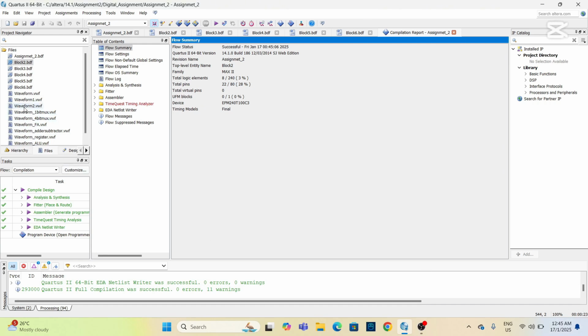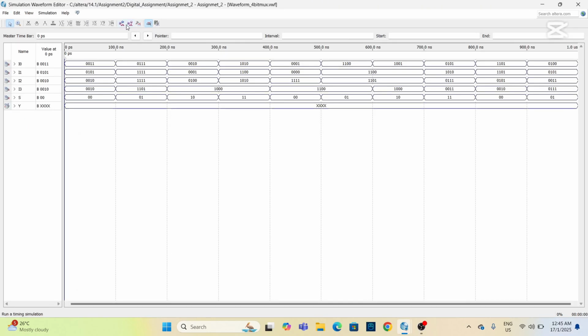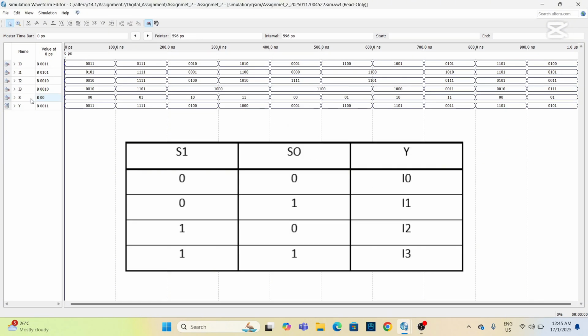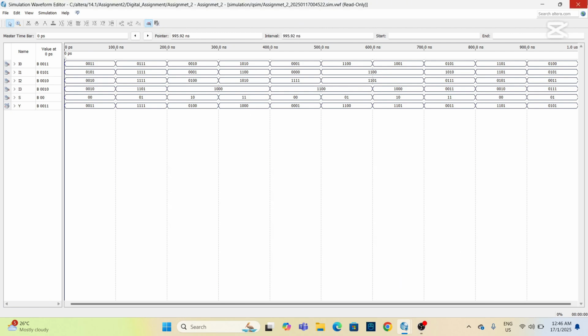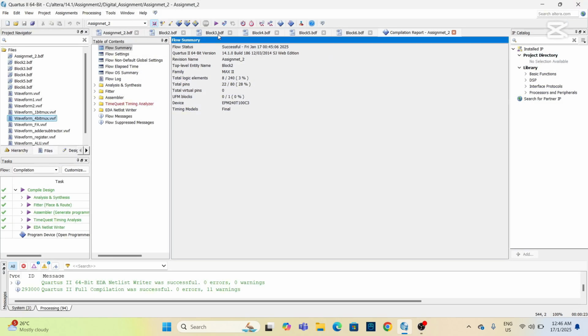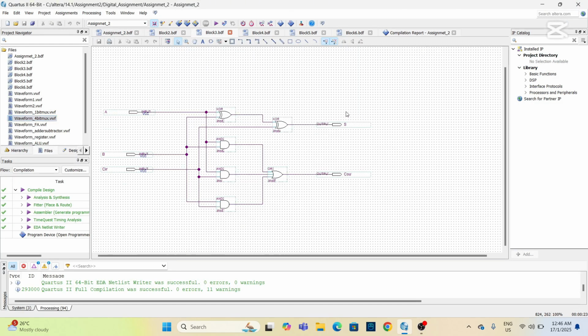Next, we will do the waveform simulation. As you can see, if the control signal is 0, 0, the output selected will be I0, which is 0, 0, 1, 1. And if the control signal is 0, 1, I1 will be selected. And if S is 1, 0, I2 will be selected, and if 1, 1, I3 will be selected. So now we will move on to the next one, which is the adder.